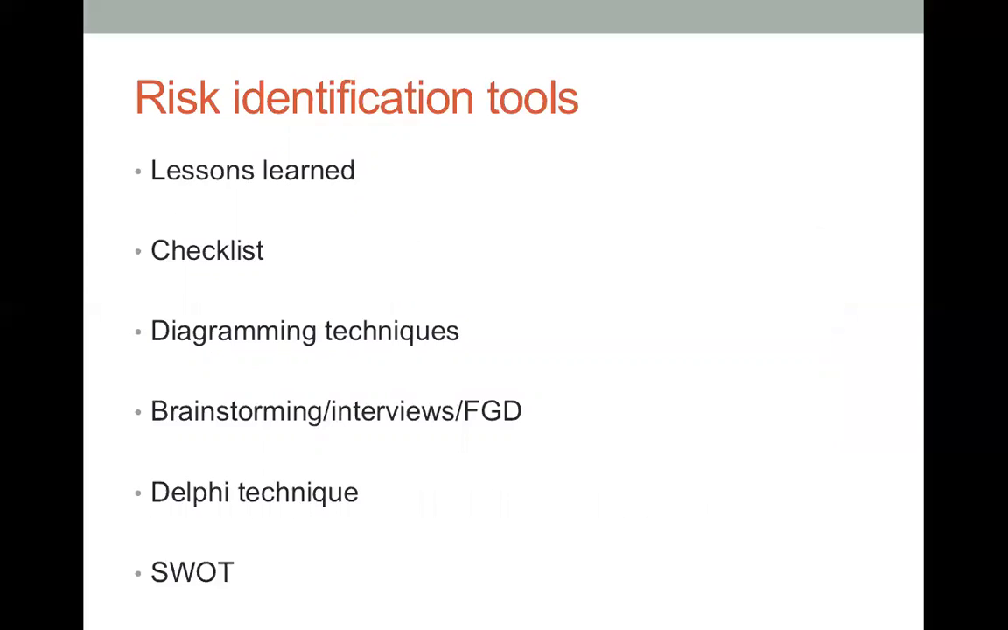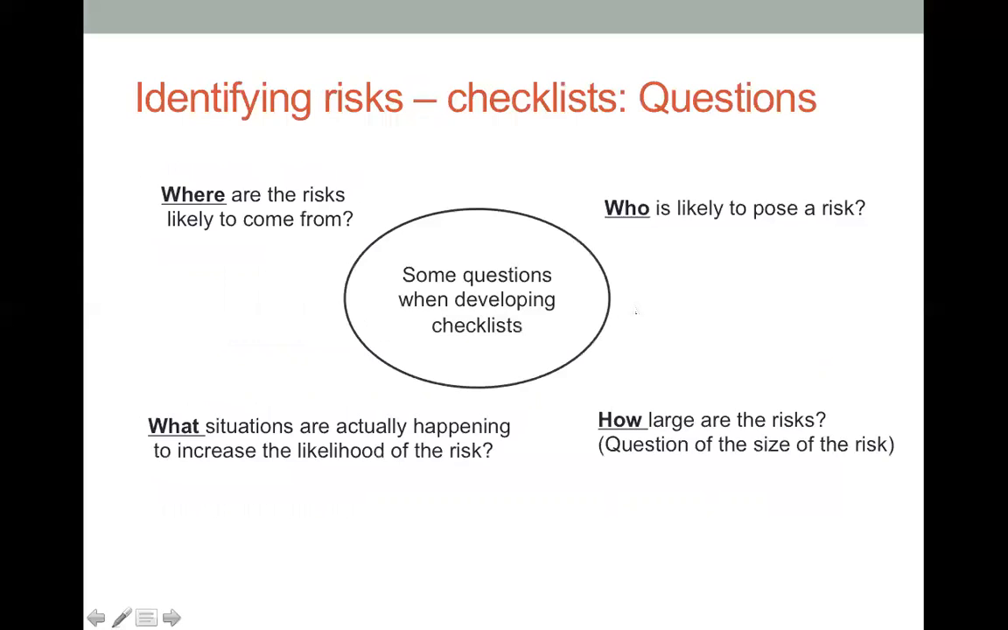The next one is risk identification tools. There are a number of tools that scholars and risk management practitioners have developed. It could be lessons learned. Lessons learned basically refers to a similar project. If you haven't done this project, we learn from the previous project. What was the experience? This one works, this one doesn't work. So we could identify risks from there. Checklists, diagramming techniques, brainstorming, Delphi technique, and also your SWOT analysis can also help us identify risks. Now we're going to discuss some of them in the next few slides.